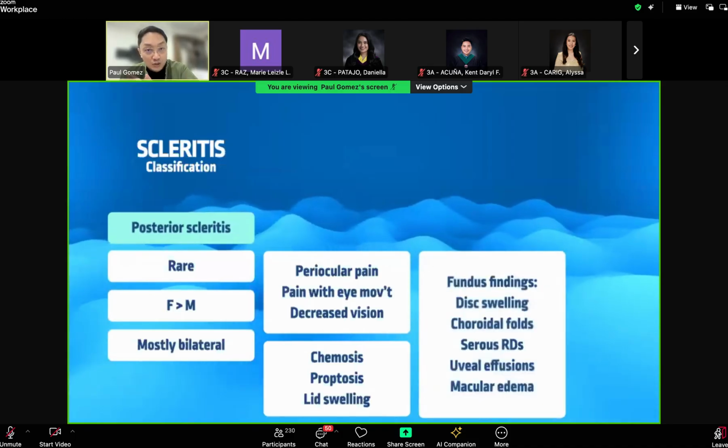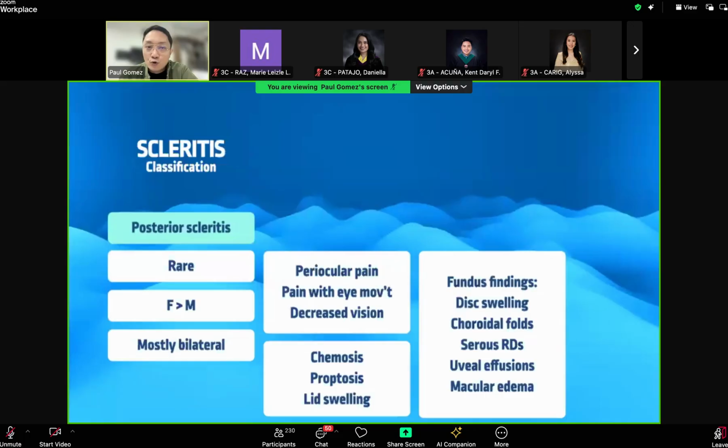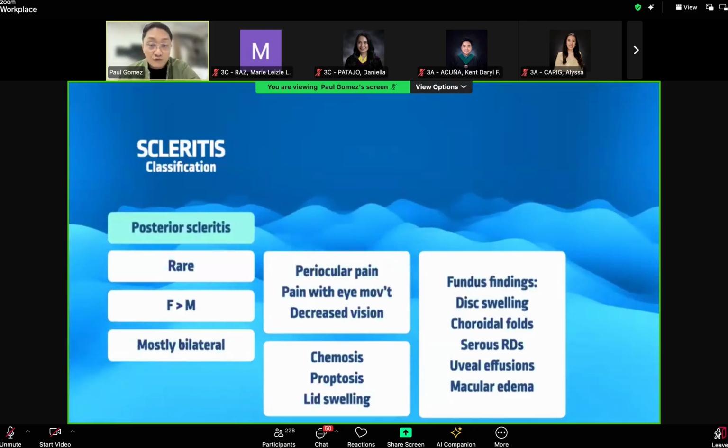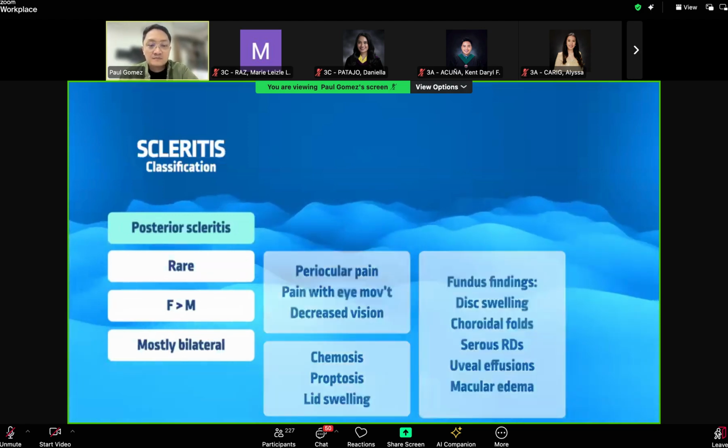And if you look at the posterior part of the eye, the retina may present with non-specific findings such as the following, but may not be limited to disc swelling, choroidal folds, serous retinal detachments, uveal effusions, or macular edema. As such, the physician must have a high clinical suspicion of posterior scleritis.